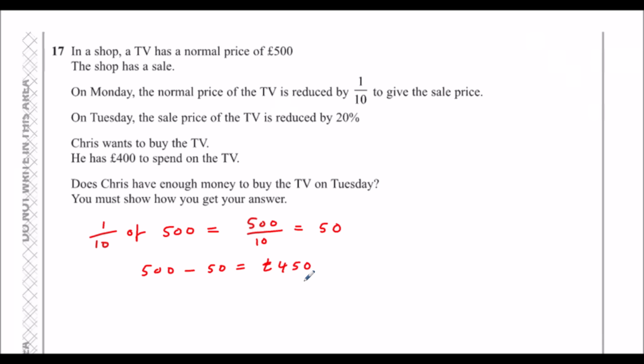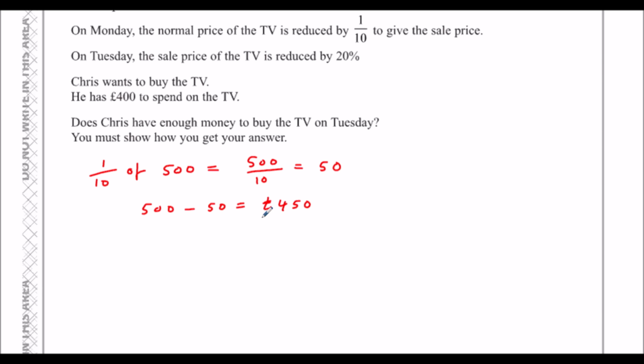On Tuesday, the sale price of the TV is reduced by 20%. So the new price is reduced by 20%. So let's find 10%. So 450 divided by 10. To find 10%, we divide by 10. Is £45. That's 10%. So 20% is 2 lots of £45, which is £90. So that's 20%. 450 take away 90.